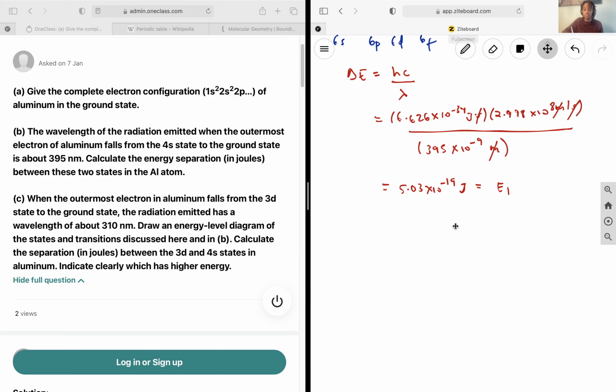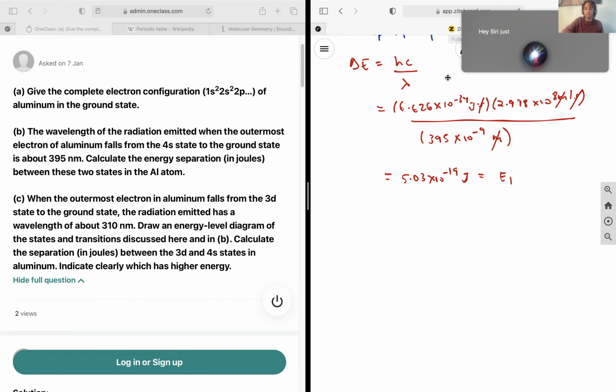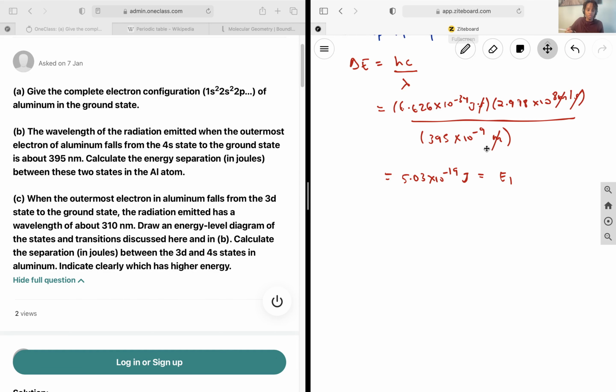And so we're just going to do the calculation where delta E is again going to be hc over the wavelength. We have the same constants.